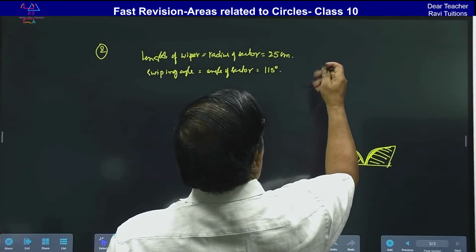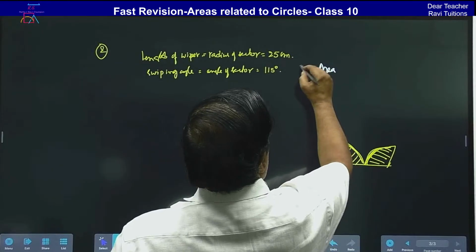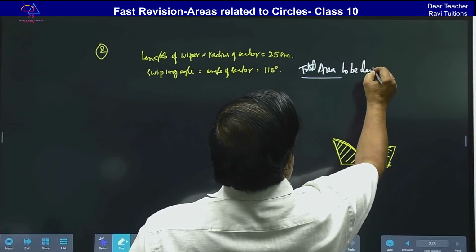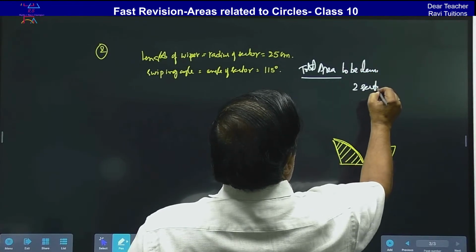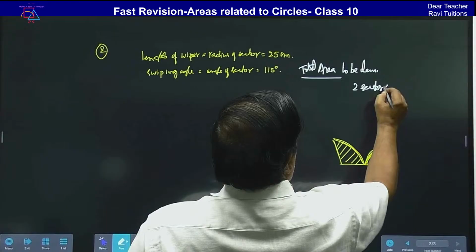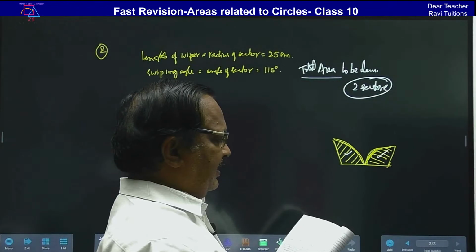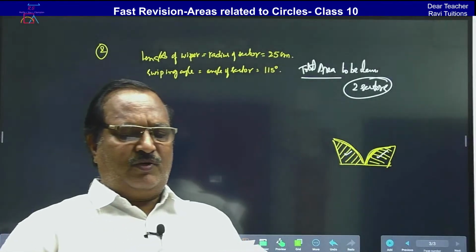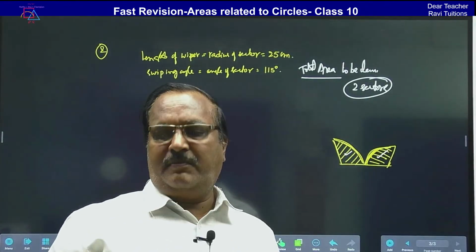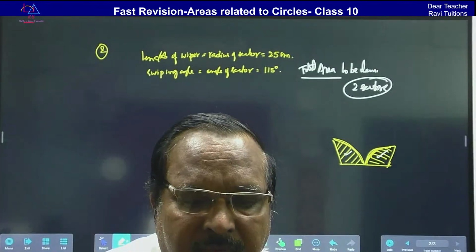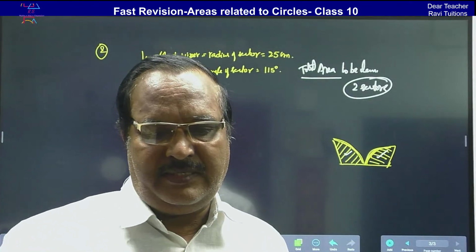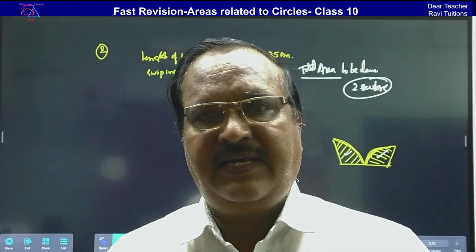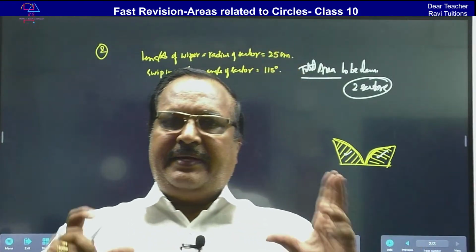So you have to find out the total area to be cleaned. That means two sectors. Total area, this sector and this sector, both the sectors, that is total area cleaned at each sweep of the blade. Yes, this is there in the syllabus. This chapter is there. Some bigger questions are removed.